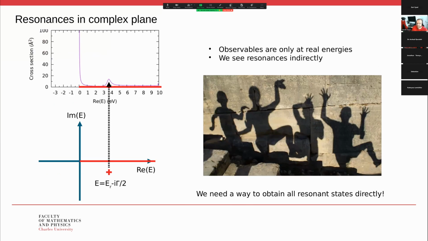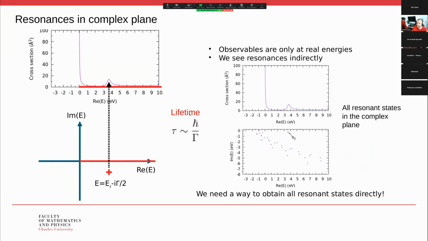And the interesting thing about resonances is that we are actually seeing them, in fact, indirectly. So the bump that we see in the cross-section is a manifestation of a solution of the Schrödinger equation somewhere in the complex plane. The resonance has some definite position on the real axis, and it has a width. And we basically see them only indirectly through the decay of the resonance, which is inversely proportional to the width of the resonance.